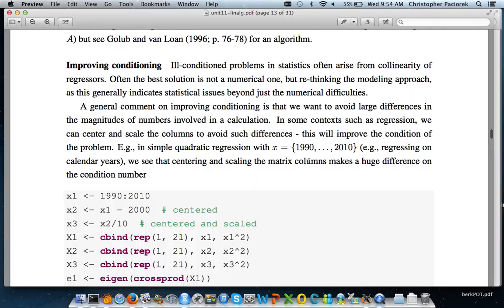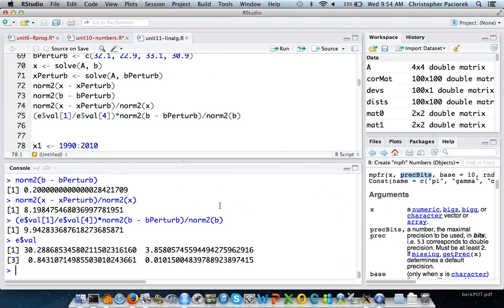So let me say a little bit about improving conditioning. I've already had the theme going that oftentimes we're going to be able to fix numerical problems with a fairly simple solution. We've already seen that once or twice. So let me show you an example of that here.